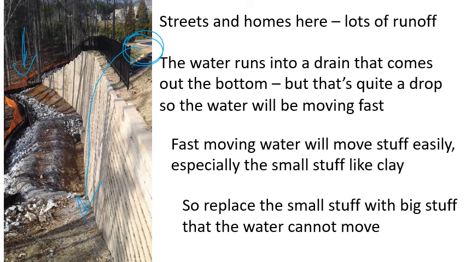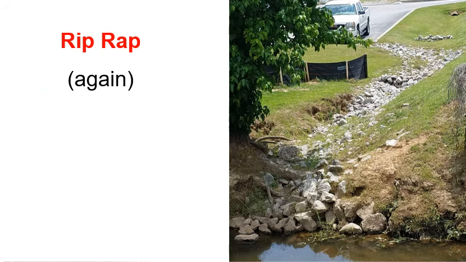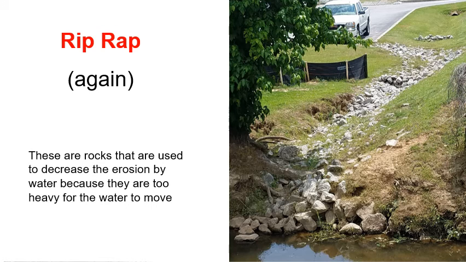So let's do this. We can't make the water not go down that hill. It's got to go down to that low point. It's got to get going fast. But let's replace the small stuff with big stuff that the water maybe can't move. This is where riprap comes into play. These rocks are used to decrease erosion because they're too big to be moved. Remember, water's going to move stuff, but if the stuff is big enough, the water can't move it.